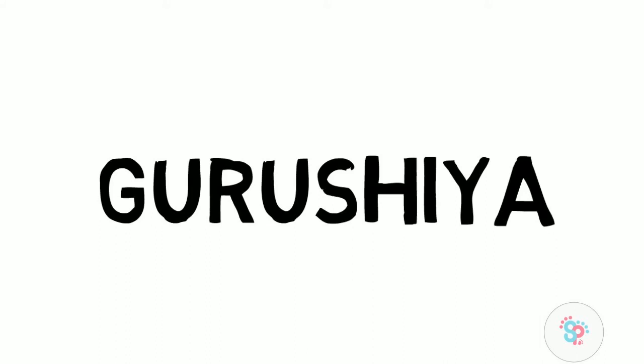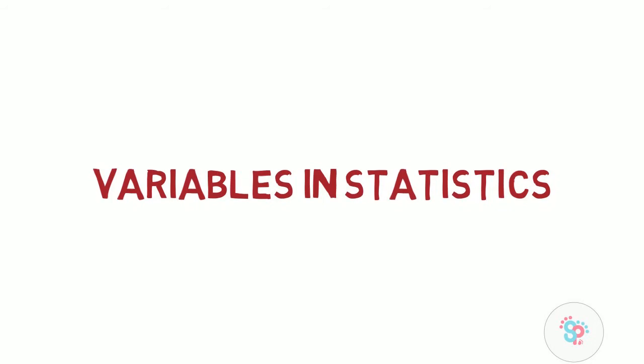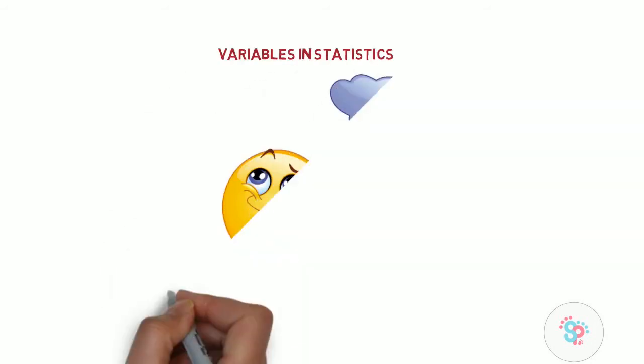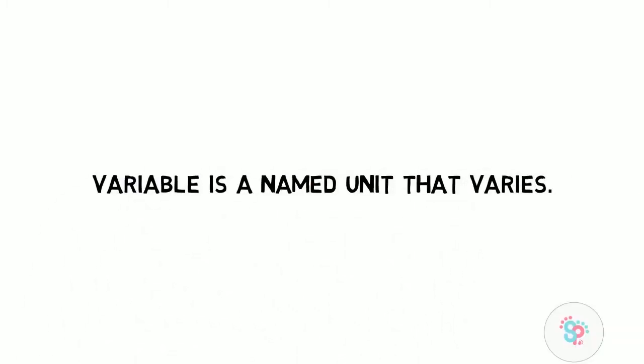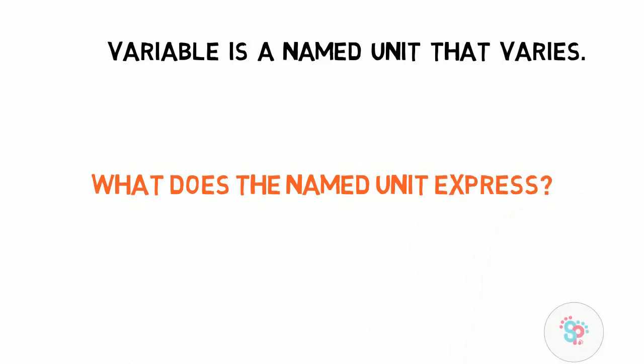And for this video, we will be focusing on variables, especially variables in statistics. Okay, then what is a variable? A variable is a named unit that varies. I repeat, a variable is a named unit that varies. Is that clear? Okay, then what does the named unit express?